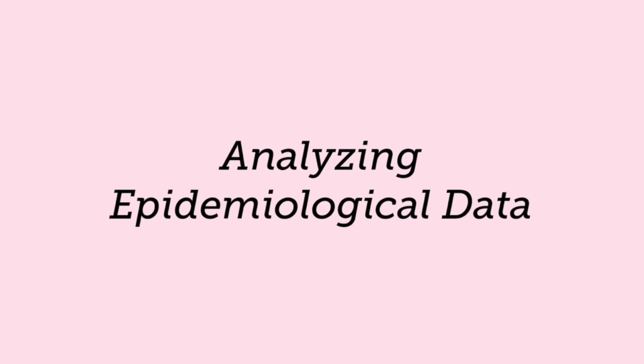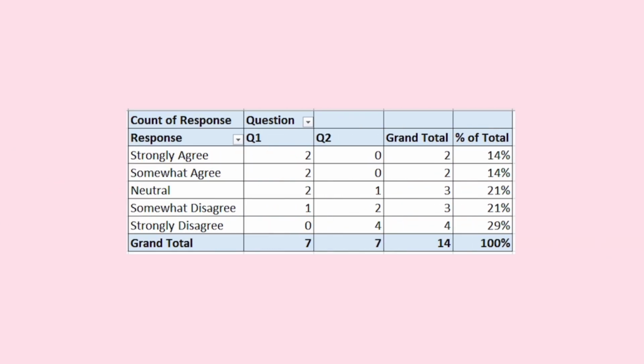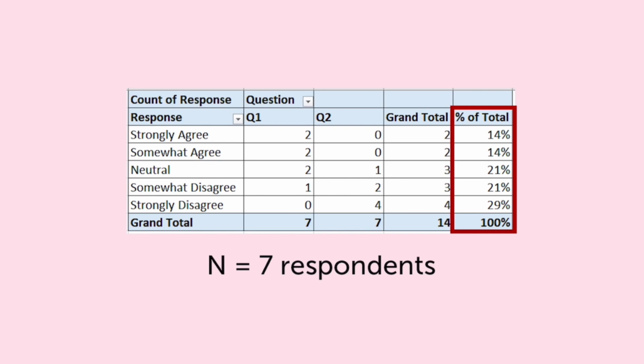Analyzing epidemiological data. In public and behavioral health, you are often given summary tables that have counts of the number of people who responded in a defined way. From the counts, you can calculate a percentage to determine how many answered a certain way out of the total number of participants. The total number of participants is often stated as N. Sometimes N is the total population when you work with epidemiological data.